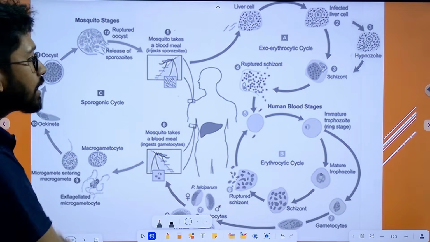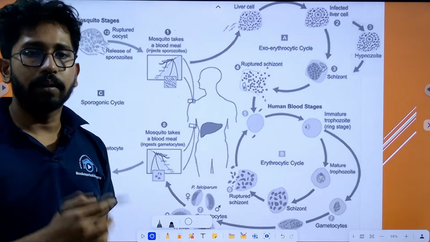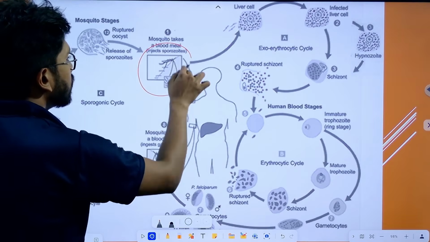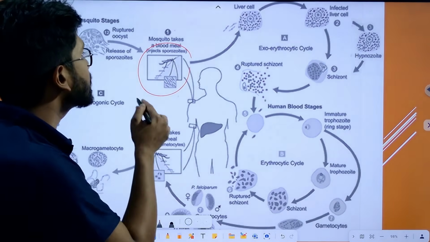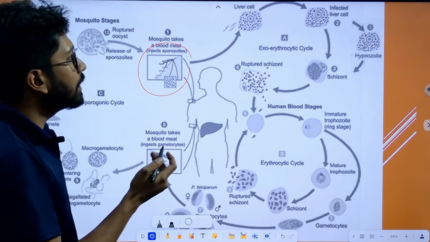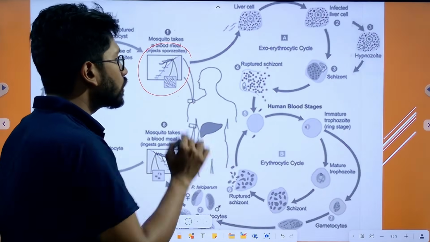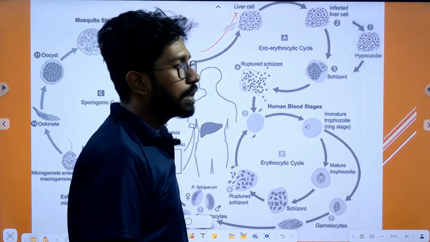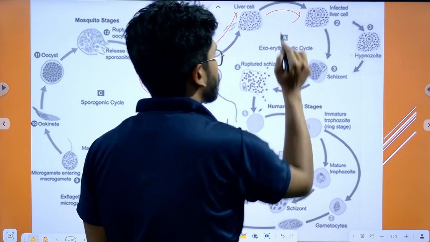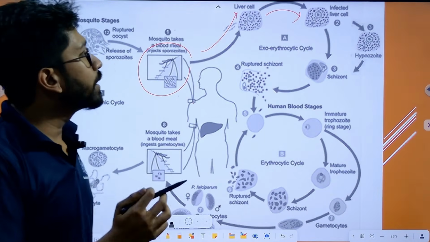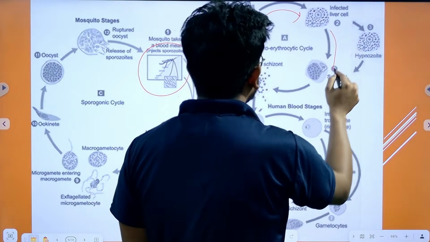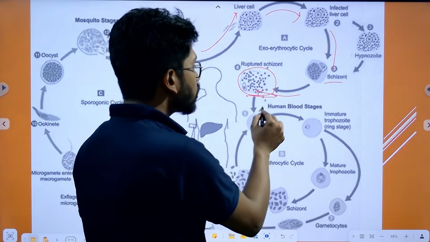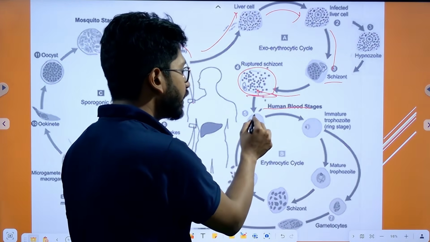Okay, see, this is the whole structure of the life cycle of Plasmodium. If we see, we will start here. Here, a mosquito is biting the human, and as they take a blood meal, the sporozoites get into human blood. These sporozoites then travel to hepatocytes, or liver cells. In the liver cell, they will mature. They will form merozoites. These merozoites will get into human blood, and then they will infect the RBC.